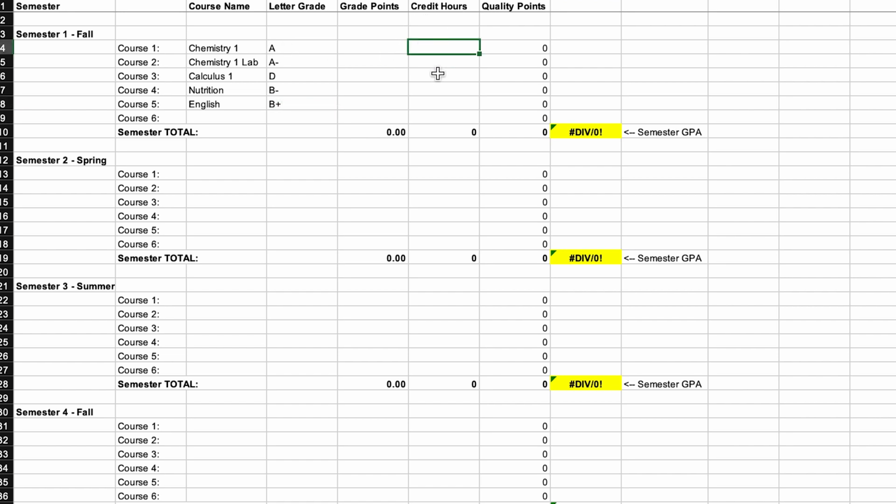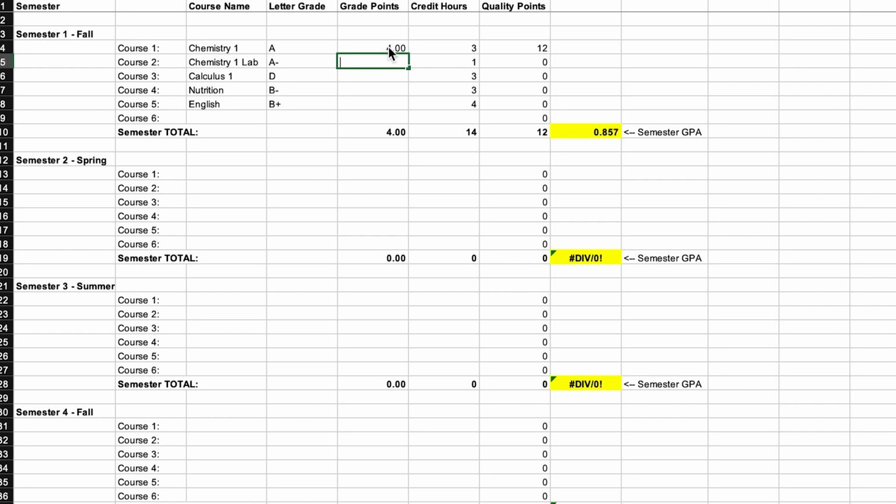And then you want to mention how many credits or units you were receiving for the course. So for chemistry one, we'll say we had 3 units or credits. Chemistry 1 lab 1, calculus 3, 3, and 4. And then grade points is based on what grade you got. So like I mentioned previously, an A is going to be 4 grade points.